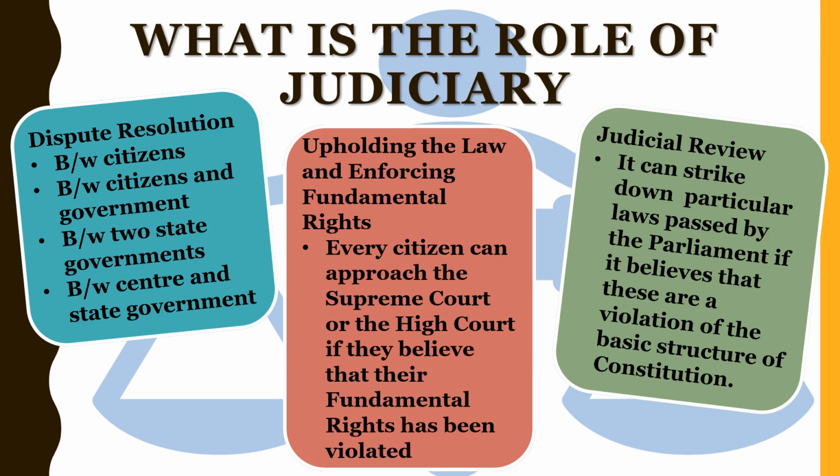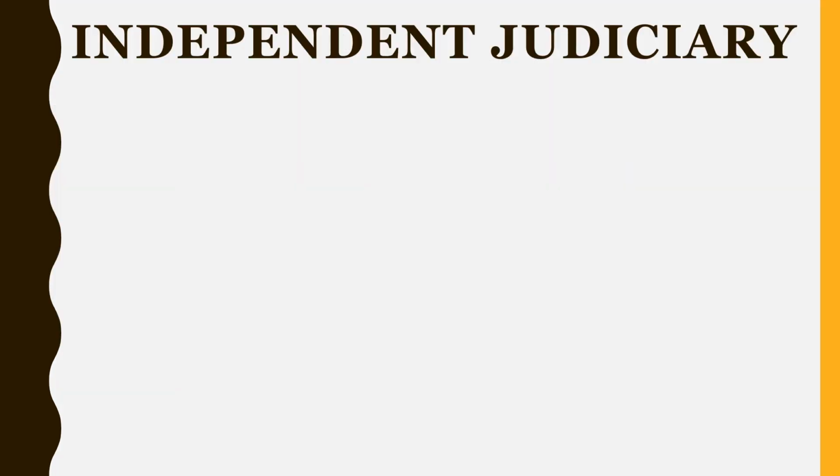The last one is judicial review. Judicial review can strike down particular laws passed by the parliament. If some laws are not in favor of the people, not in favor of the citizens, then the Supreme Court can strike down the law if it believes that it is a violation of the basic structure of the constitution.